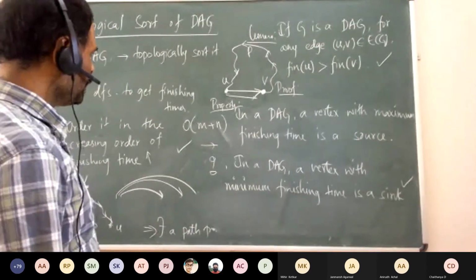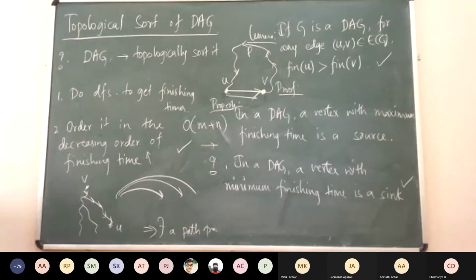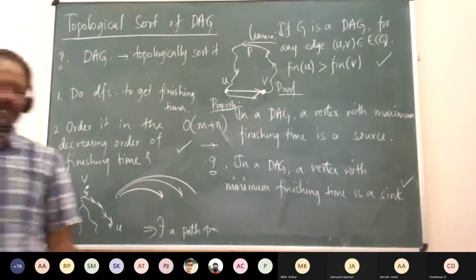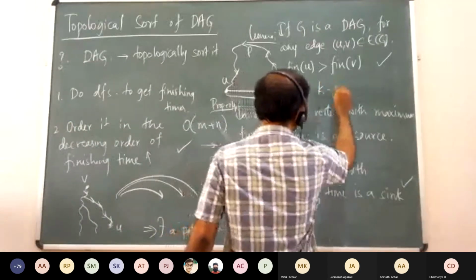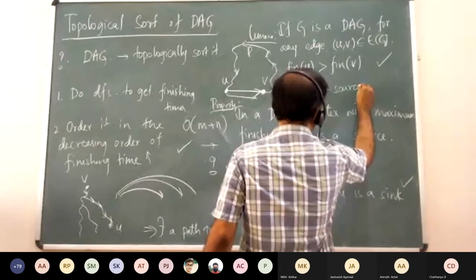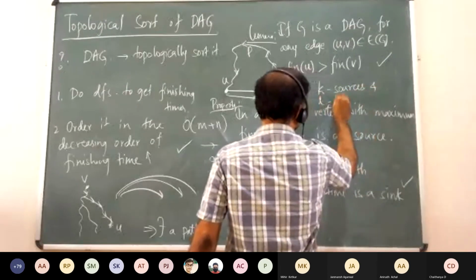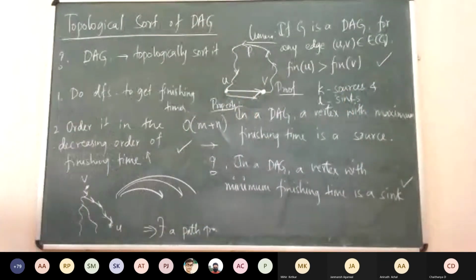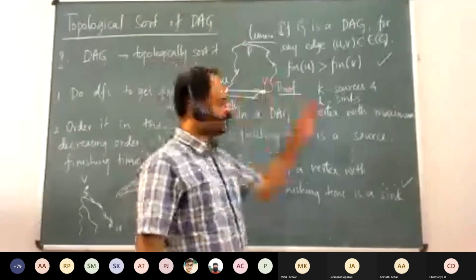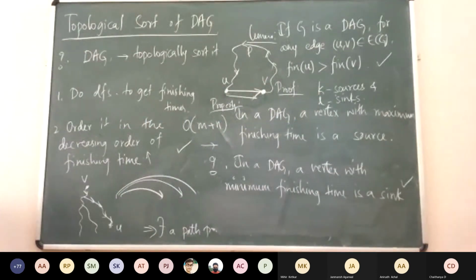Yeah, just before going, suppose a directed acyclic graph has, say, k sources and L sinks. What will be the maximum number of edges possible? Think about it. What will be the maximum number of edges possible, if the graph has k sources and L sinks?